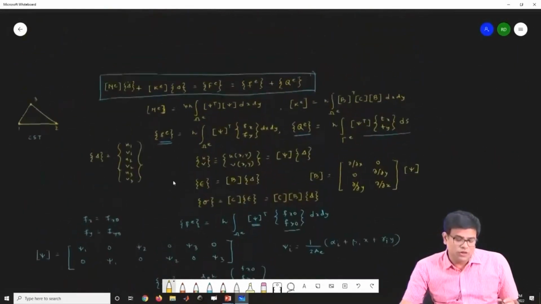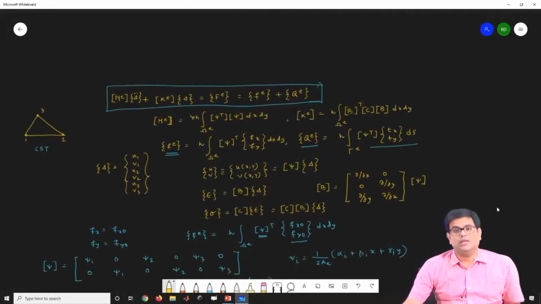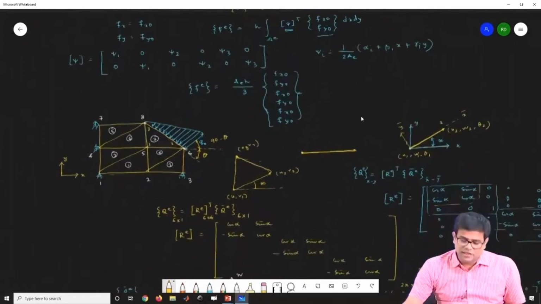Once I know the elemental equilibrium equation, the rest of the procedure is very simple. Considering the connectivity of the elements, you have to assemble it for all elements, and then solve it after putting in the Dirichlet boundary condition. So this is all. This is the matrix formulation.